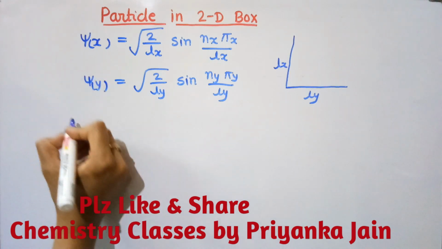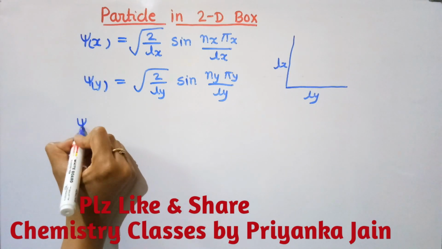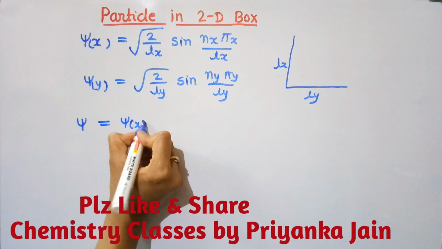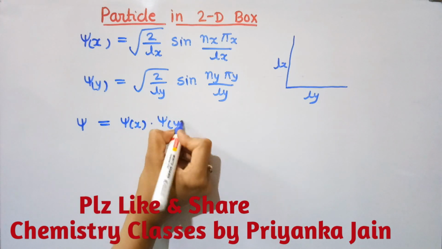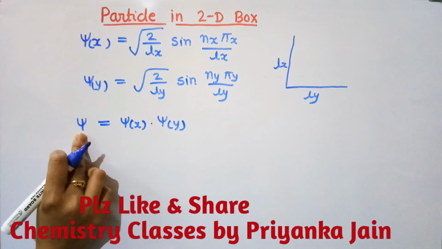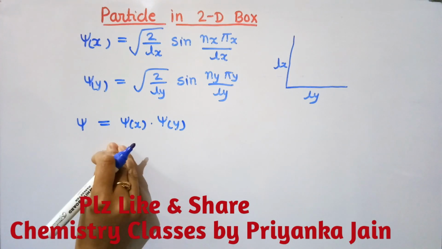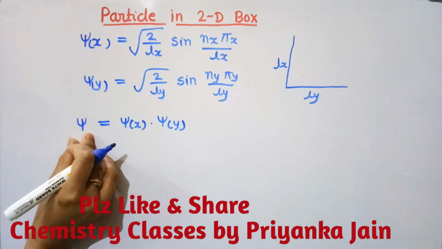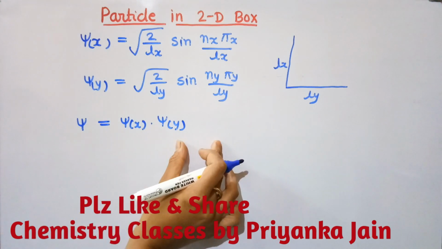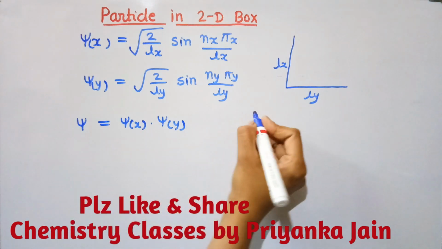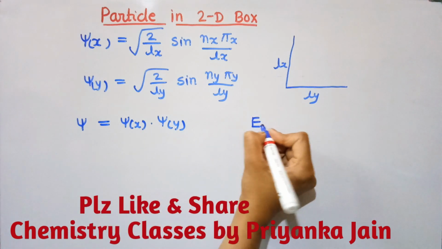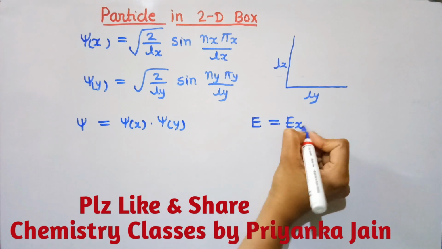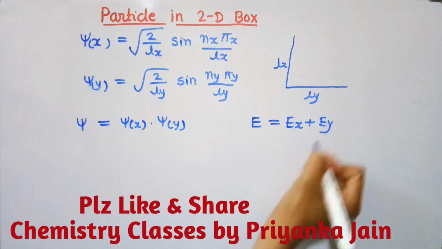Okay, now the total wave function will be the multiplication of these two. It means psi x and psi y in this way. Why? Because we know that these wave functions are multiplicative in nature. It means if we have to find out the total value of psi, then we have to multiply them, okay? And the energy is always additive in nature. It means if we have to find out the value of energy, then we have to do addition in this way, Ex plus Ey in this way, right?